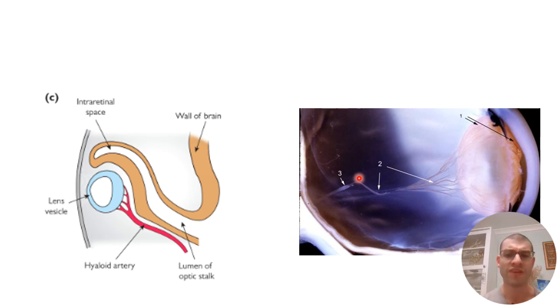Now, you want the vitreous to be nice and clear. You want the lens to be nice and clear. So all of this has to regress. It has to disappear by the time you've got the adult eye.